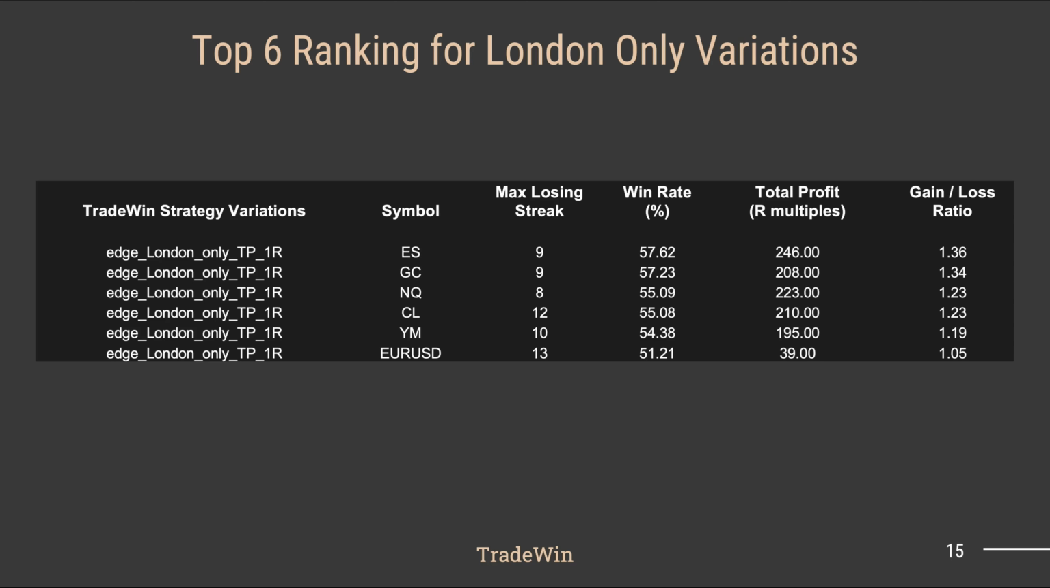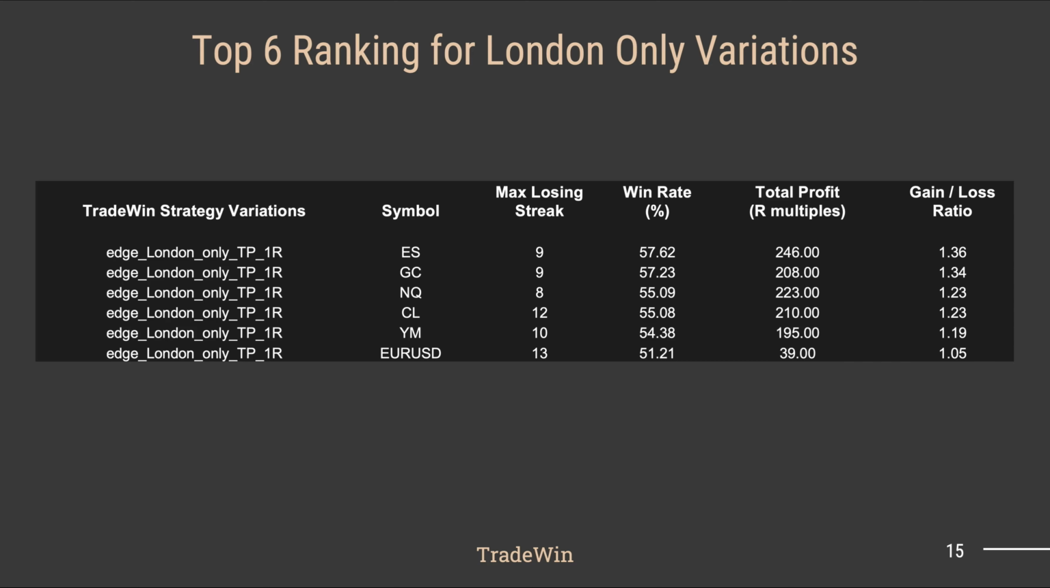Let's bring the results with the London-only variations. Here is the table that lists on the left the TradeWin strategy variations with many columns on the right. So you have at each time the symbol corresponding to the strategy. The max losing streak, this one is really important for me because it corresponds to the maximum number of consecutive losses you would have had for the past 15 years if trading this strategy on the specific symbol.